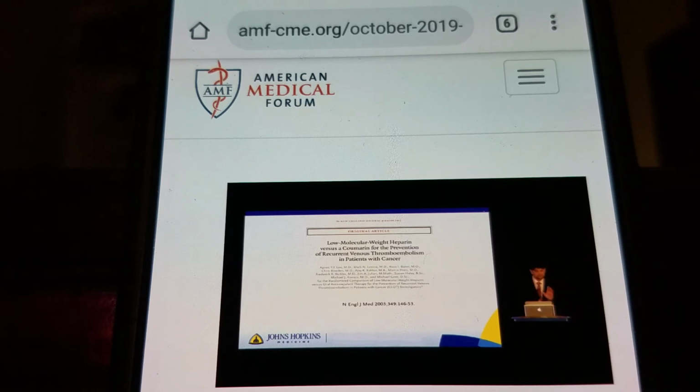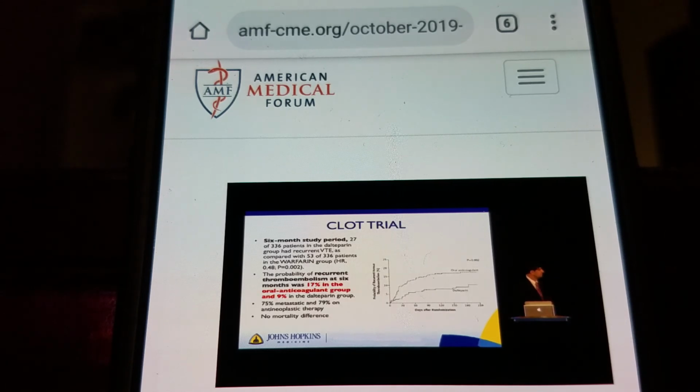And I'll give you some idea about how I come to this conclusion. So this is the CLOT trial published in the New England Journal about 15 to 20 years ago, and the first author, Dr. Lee, comparing dalteparin to Coumadin for prevention of VTE in cancer.